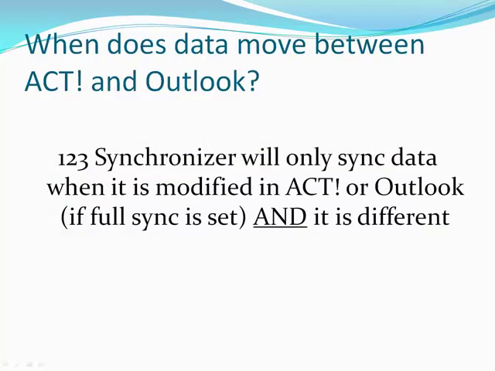First, we have to look at when the synchronizer updates data between ACT and Outlook. This data is only brought over from ACT to Outlook or vice versa when the date of modification of the data is different than our index and the data is actually different. If the data is the same, it will not be transferred. But if the modifications are actual, this data will come over.